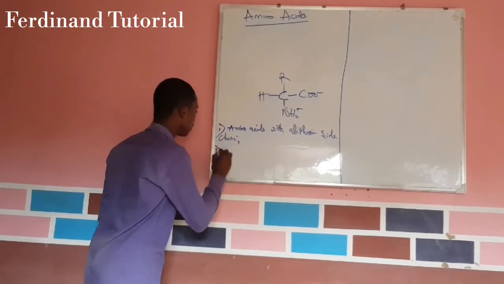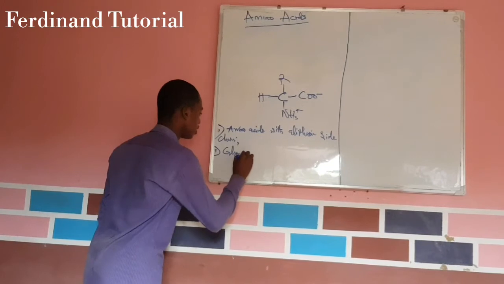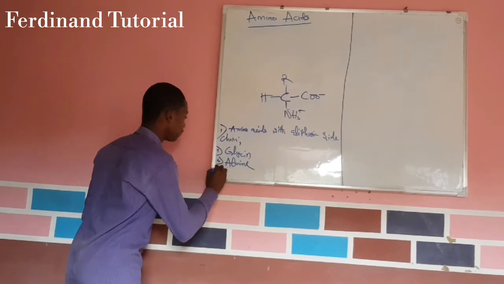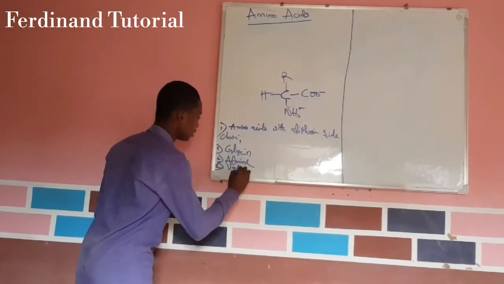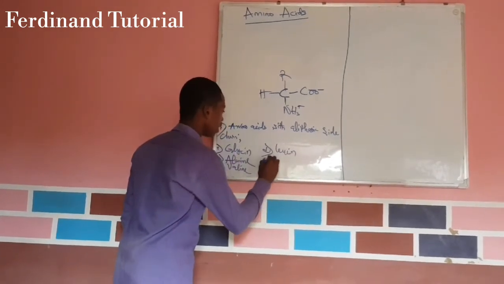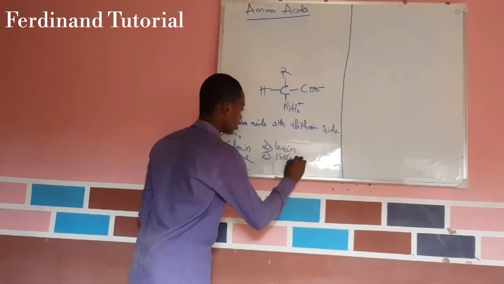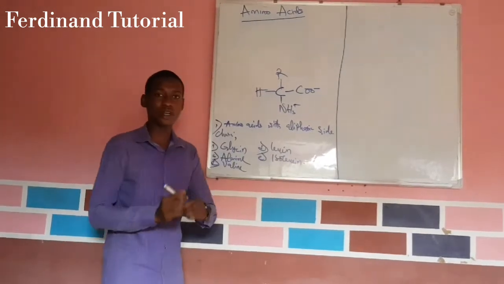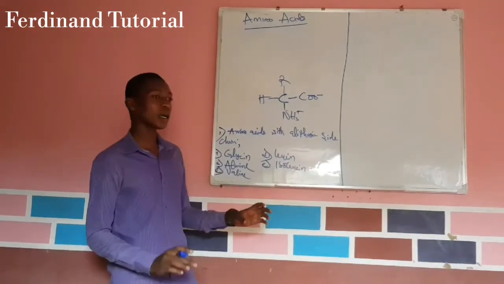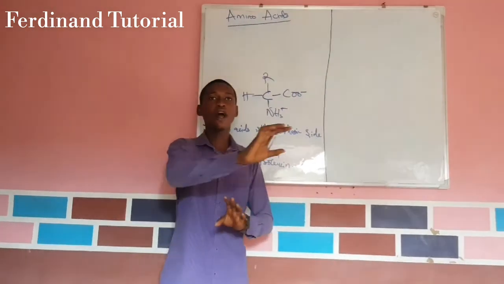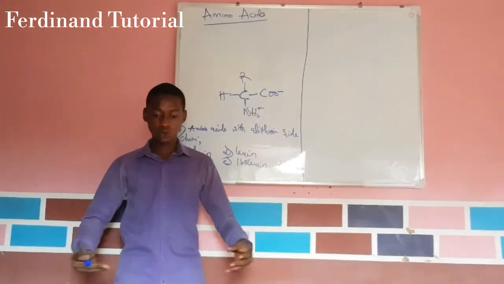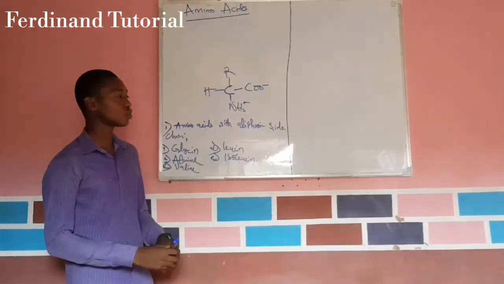We have glycine, alanine, valine, leucine, and isoleucine. Now remember, I said that amino acids have a chiral carbon atom. A chiral carbon atom is a carbon atom to which four different families are attached. But glycine doesn't have a chiral carbon atom.